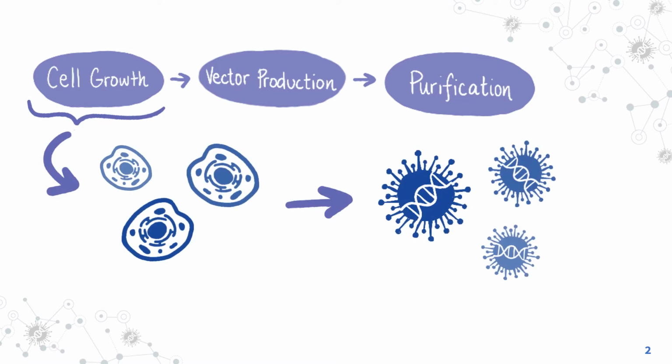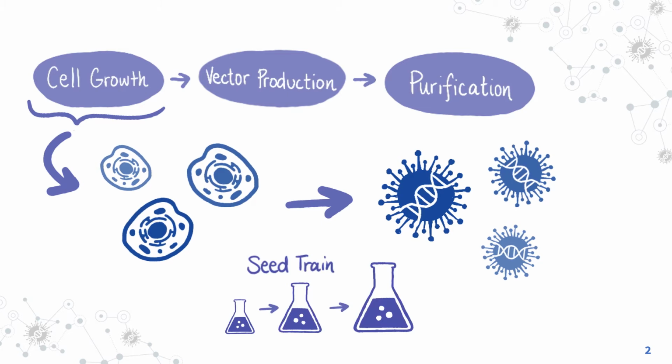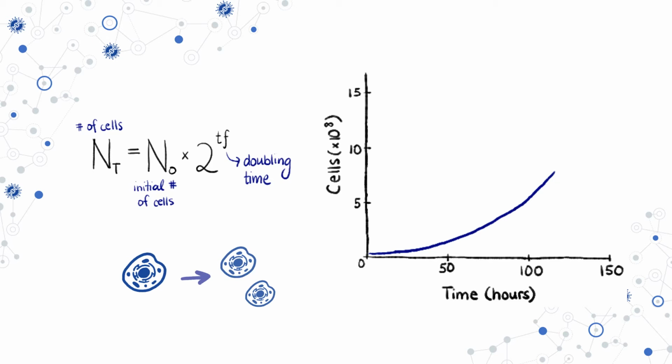LVs are produced from cells, so in order to create clinically relevant amounts of LVs, we need to grow up a lot of cells. This is done in the seed train, a series of progressively larger vessels. In order to plan for the seed train, we first need to get a better understanding of the science behind cell growth. Cell growth can be modeled simply by taking into account the doubling time of your cells.